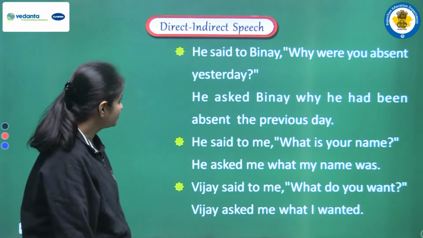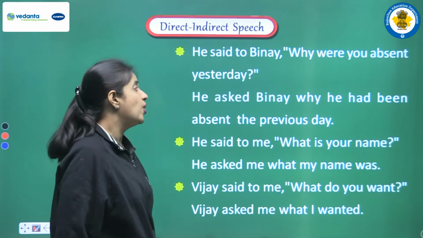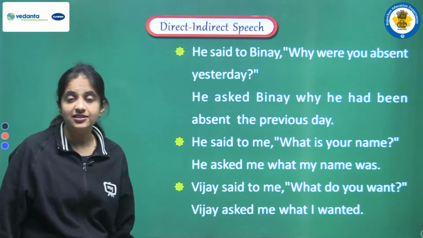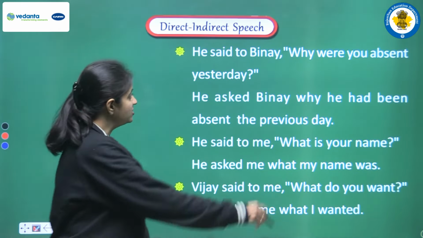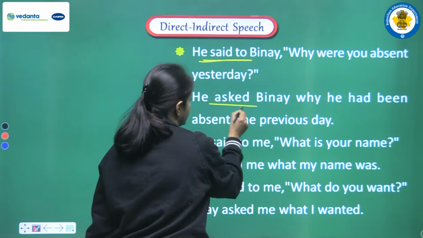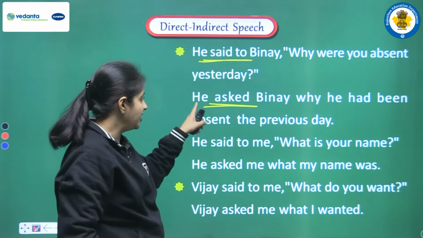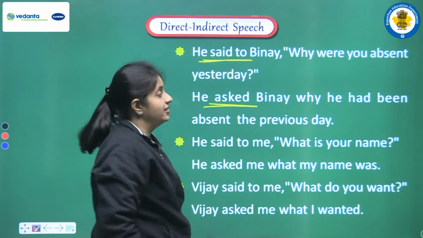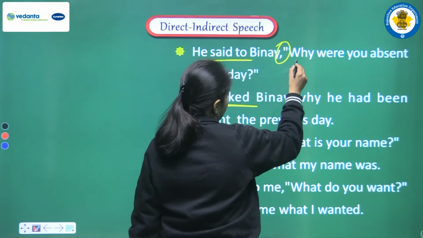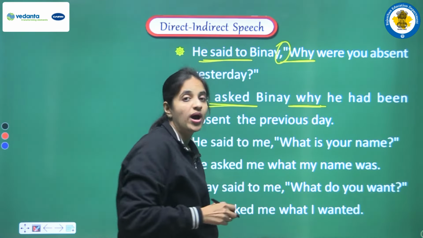More examples, let's see. He said to Binay, why were you absent yesterday? Yes, it is an interrogative sentence, so let's do the changes. First of all, "said to" is changed into "asked". We had "he said to Binay", and we write "he asked Binay". Next, we remove the comma and start the sentence with the same WH word, that was "why".